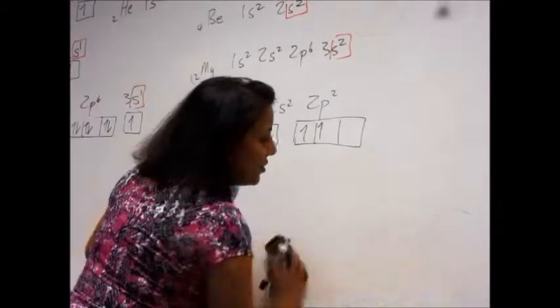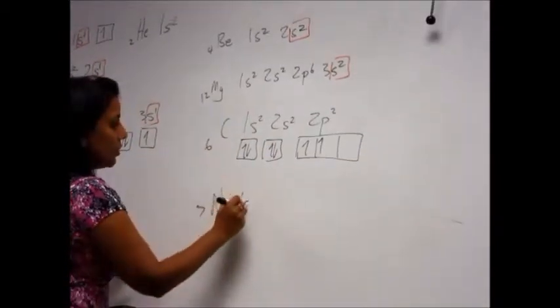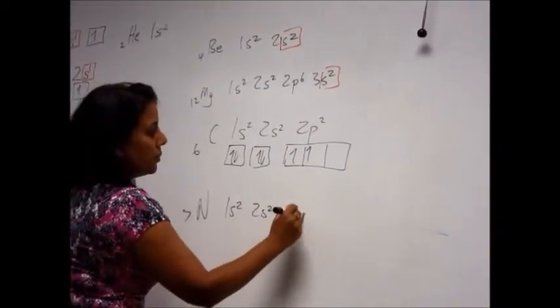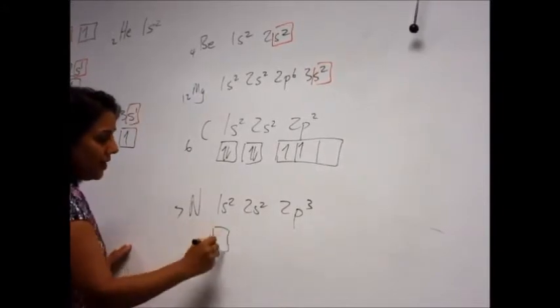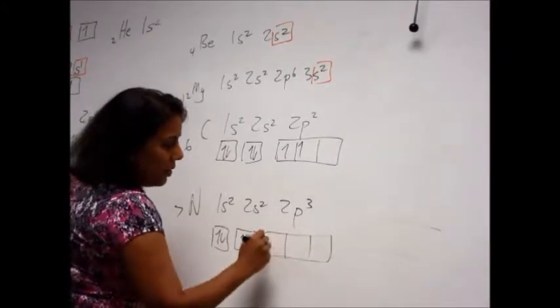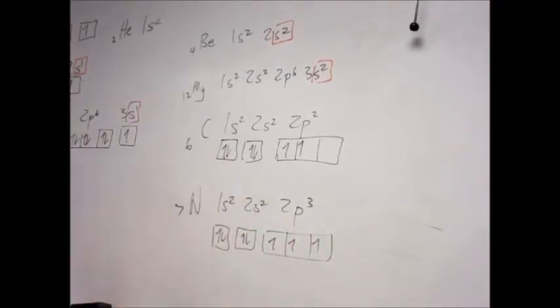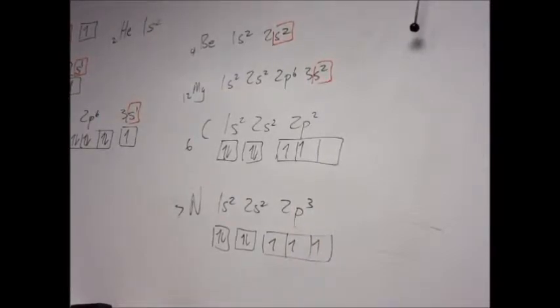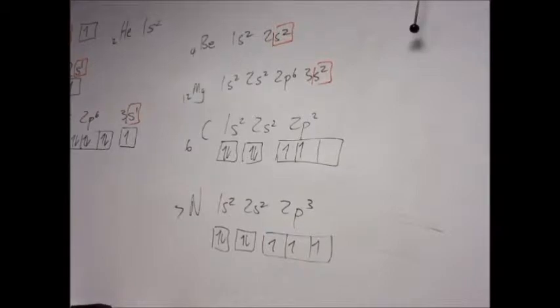Then nitrogen is going to be the same thing. So 1s2, 2s2, 2p3. And then 2 electrons here, 2 electrons here, and then 1, 2, 3. So singly fill out the electrons. This part becomes really critical in bonding, which is why we need to do this, otherwise I wouldn't be specifying this.